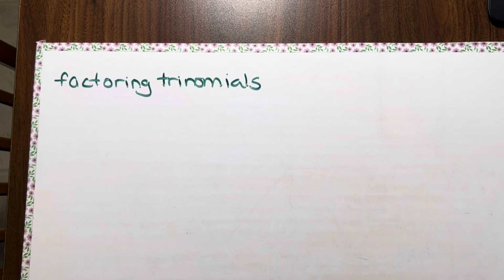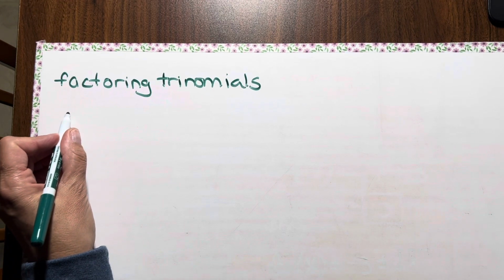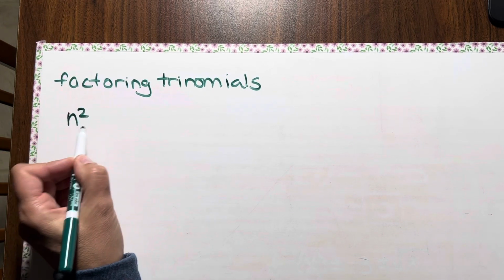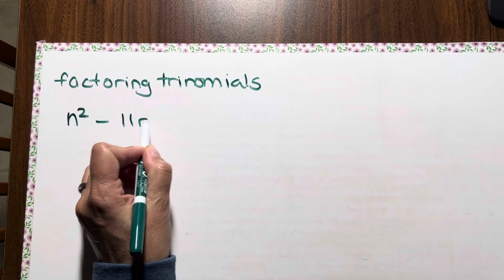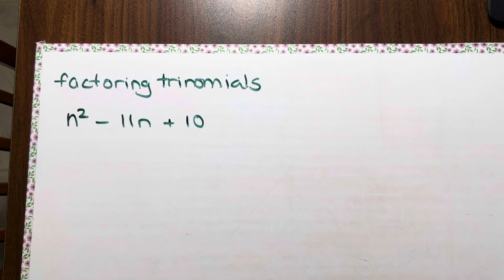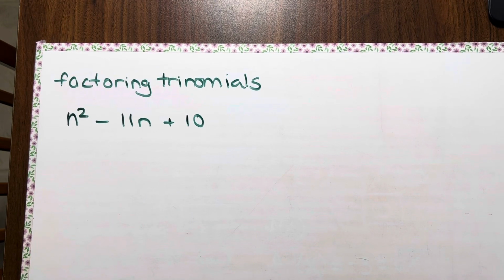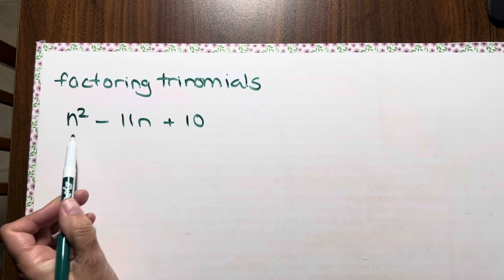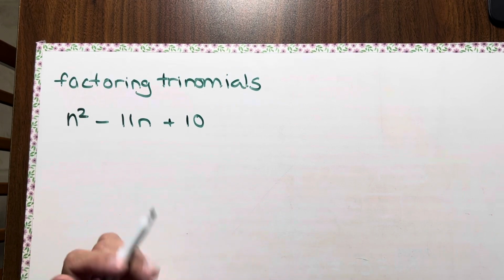Today we are going to look at examples of how to factor trinomials. So a trinomial looks like this: n squared minus 11n plus 10. A trinomial just means an expression that has three different terms, and we have three different terms.